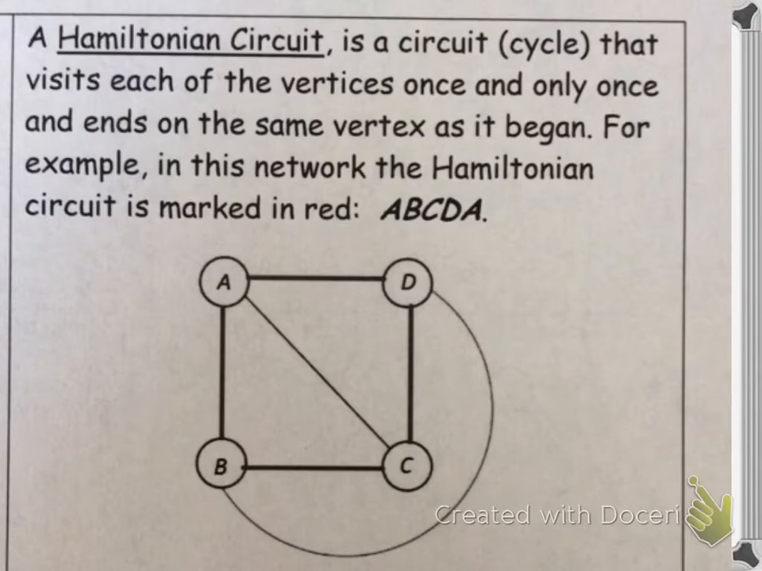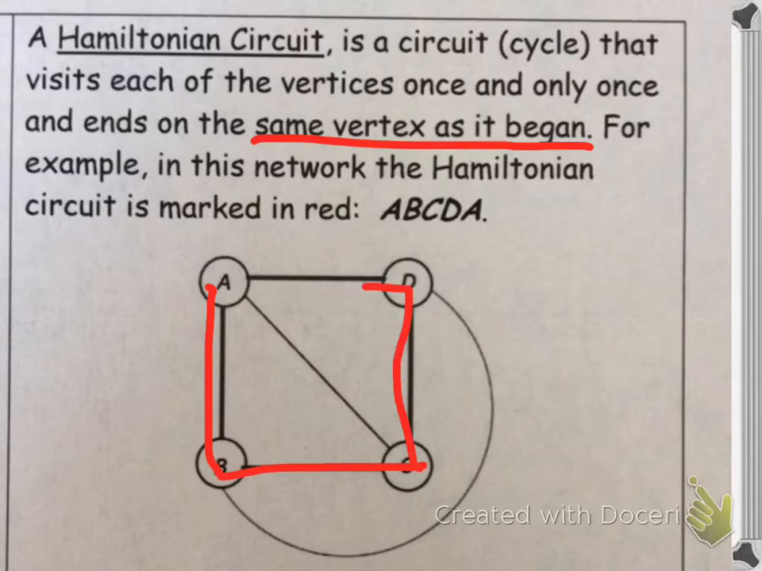A Hamiltonian circuit is a circuit or a cycle that visits each of the vertices once and only once and ends on the same vertex point that it began. For example, in this network, the Hamiltonian circuit is marked in red. So you go A, B, C, D, A. And we got to every vertex point once. We started at A and we ended at A. That's the circuit, when you start and you end at the same point.